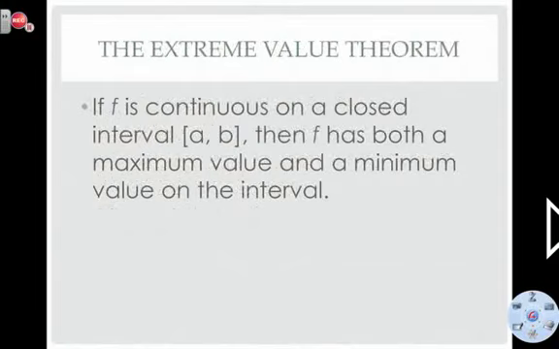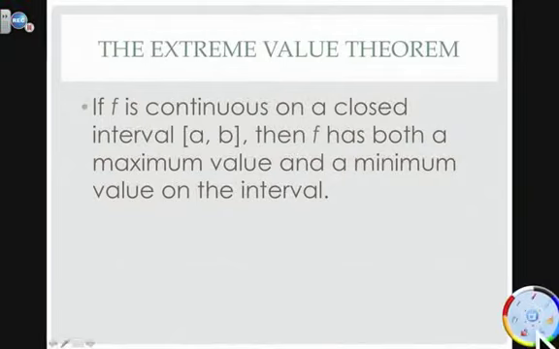It actually moves right into the extreme value theorem. And this is: if f is continuous on a closed interval a to b, then f has both a maximum value and a minimum value on that interval. It's guaranteed. There's no way about it. If f is continuous on a closed interval, then f has both a maximum and a minimum.